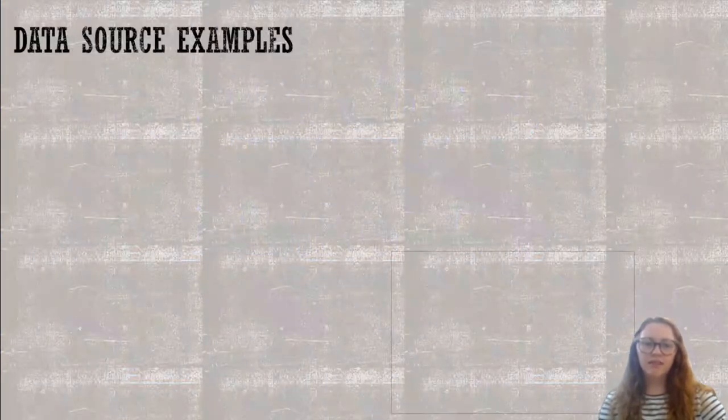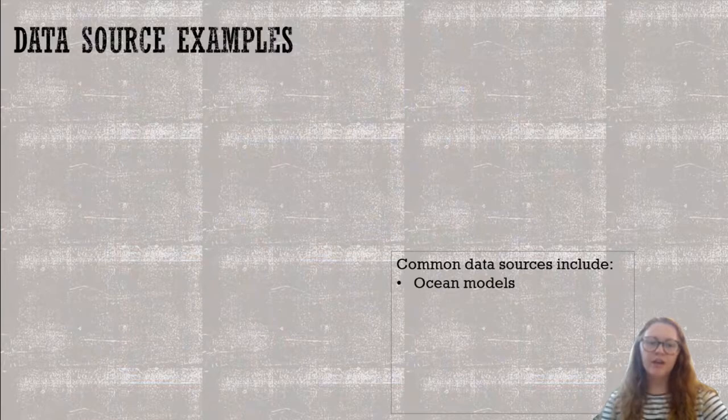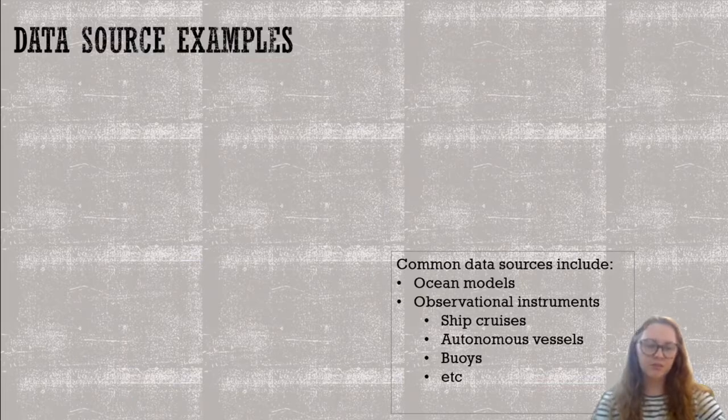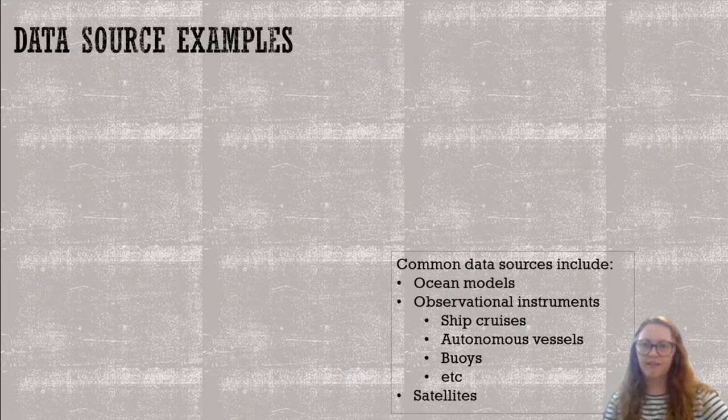So some common data source examples include ocean models, observational instruments that are housed on ships, autonomous vessels, buoys, or other ocean instrumentation, as well as satellite data. These are just a few of the resources that we have out there.